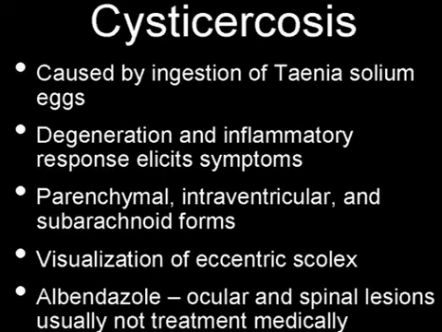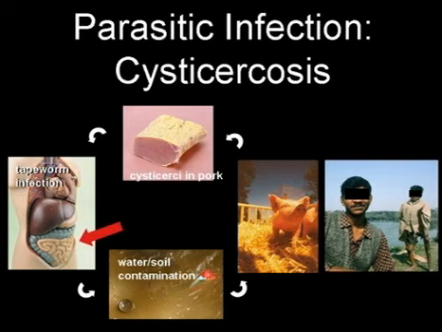Albendazole is the treatment of choice, but there are several lesions, including ocular and spinal lesions, which are usually not elected to be treated medically because if there was treatment and degeneration, it would end up causing more symptoms. So, when we look at the life cycle, we expect to see the lesions in pork. We ingest them and get tapeworms. We contaminate the soil, and somehow pigs get to that again, and the cycle begins anew.